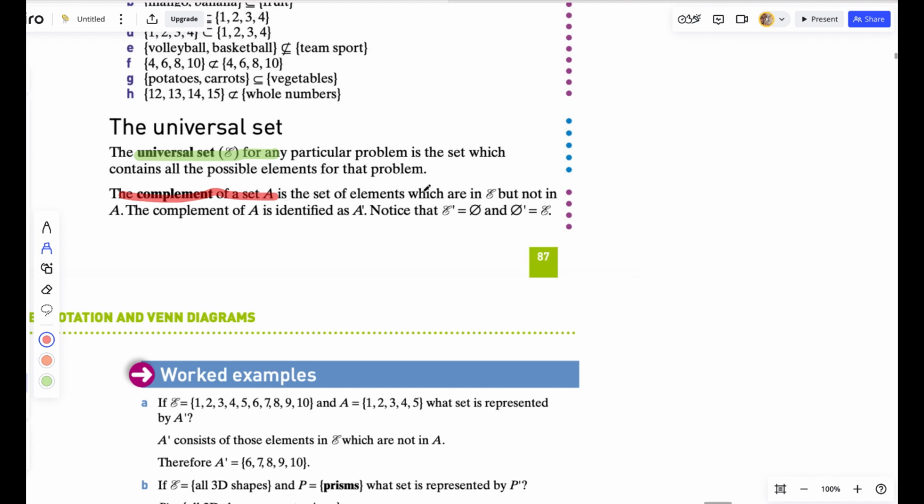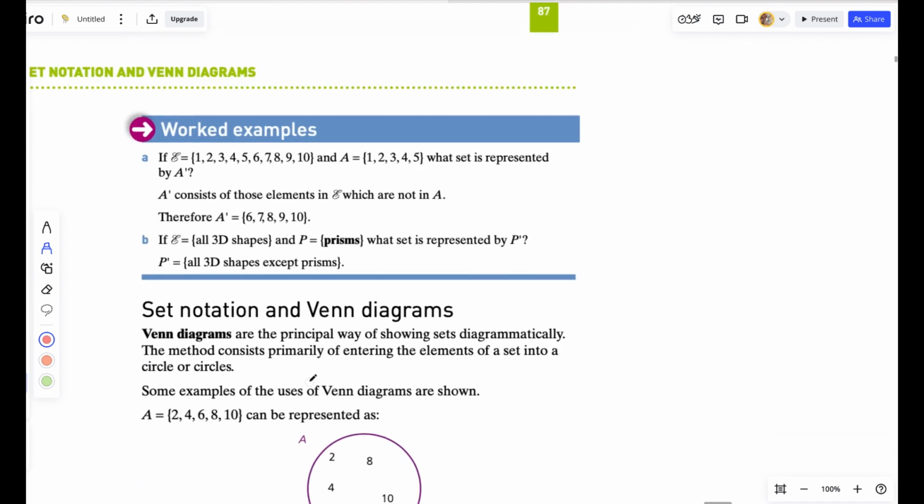Let's look at an example. The universal set is a set of all the elements that have been given to you for a particular problem. The complement of set A is all the other elements that are in the universal set but are not in set A. Now let's take a look at an example so it will be clearer.